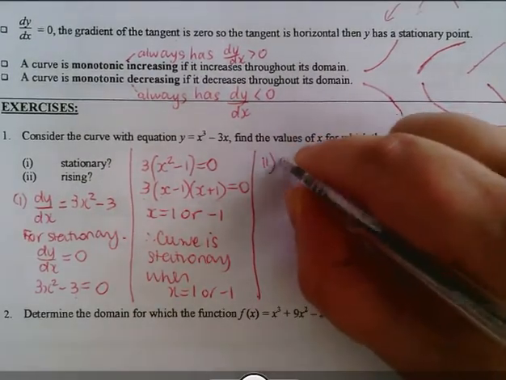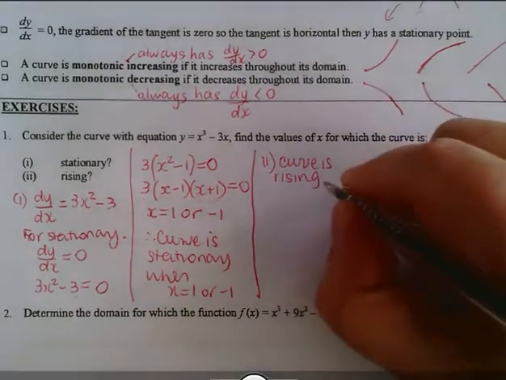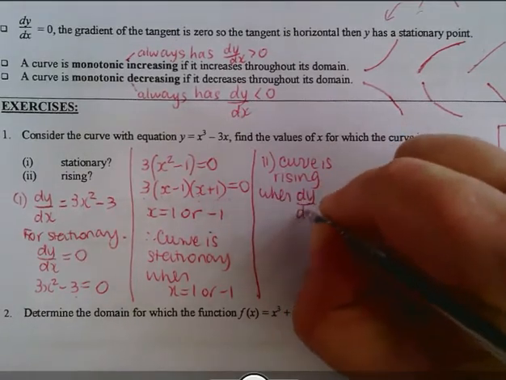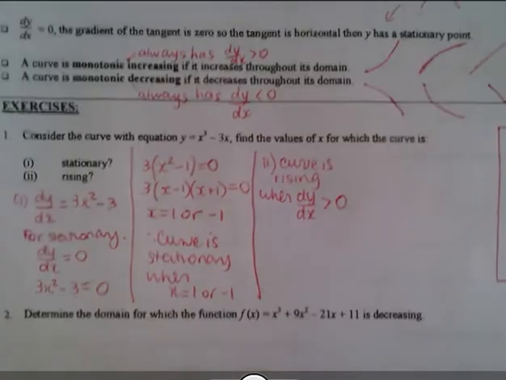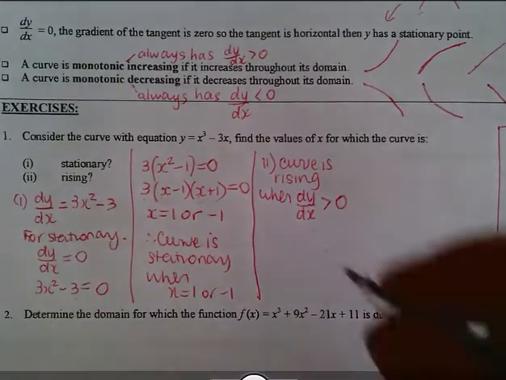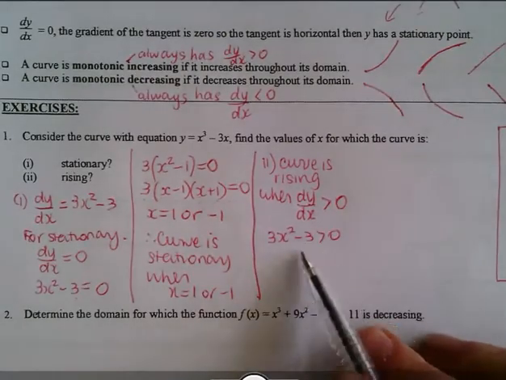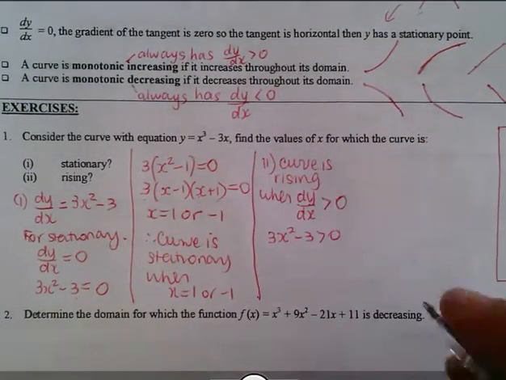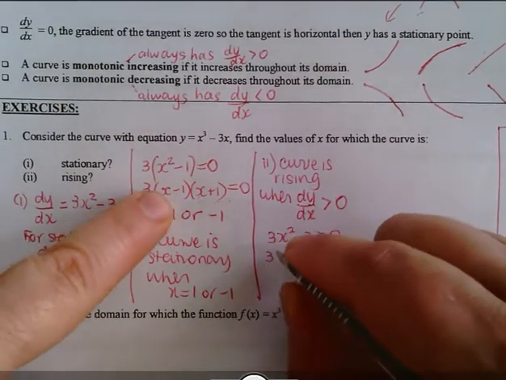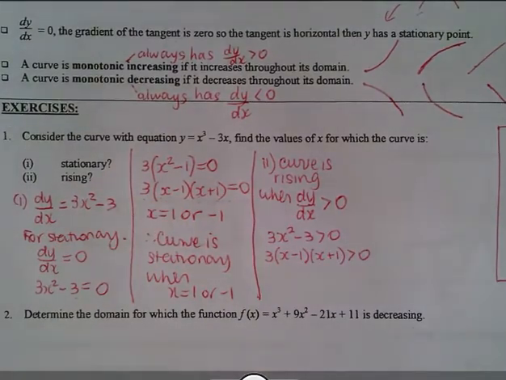Now, part 2, curve is rising. What do you think rising means? Increasing or decreasing? Curve is rising when dy dx is what? Positive, greater than 0. I know what dy dx is. It's 3x squared minus 3. So in other words, it's when 3x squared minus 3 is greater than 0. Let's do the factorized version, okay? So it's when 3 bracket x minus 1, x plus 1 is greater than 0. How do I solve that? First you solve equals 0, and then you see which bits are above.